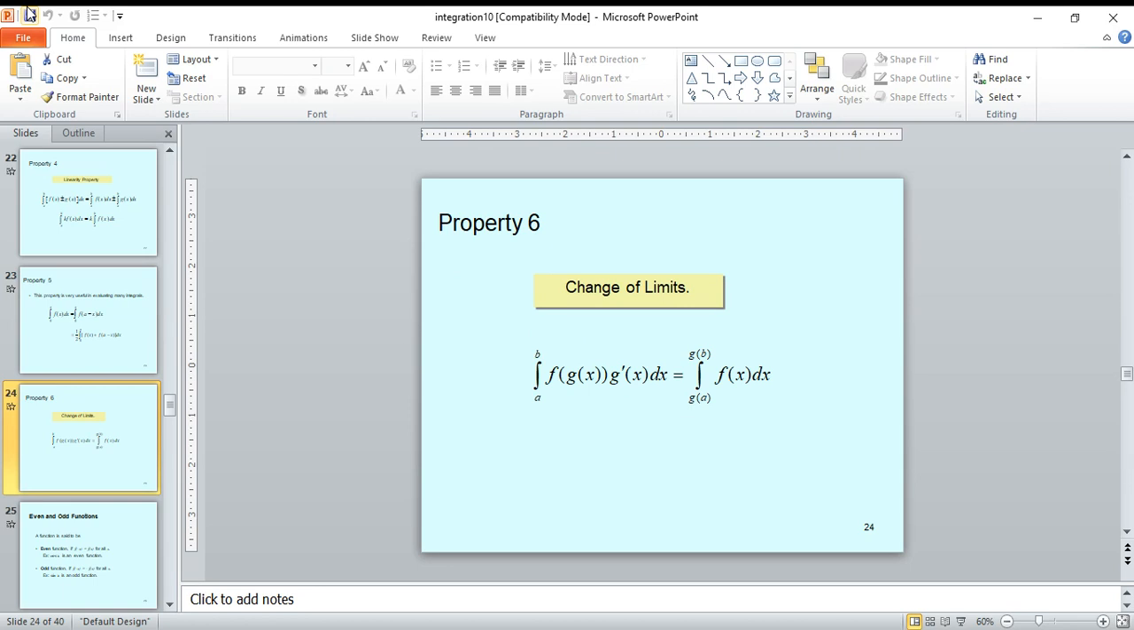Property 6, change of limits. Integration from a to b of f of g of x times g dash of x dx equals integration from g of a to g of b of f of x dx. That is the change of limits.